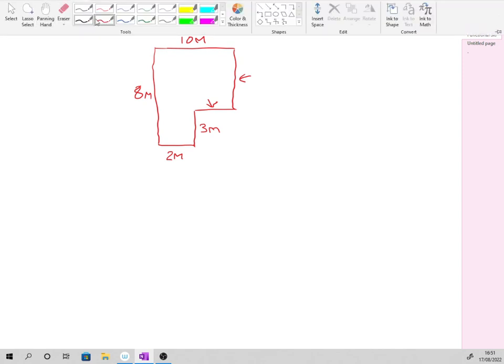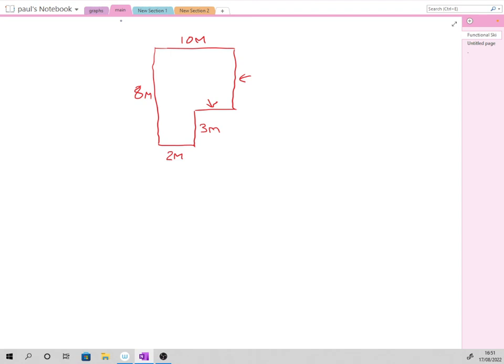So let's go back to blue. To find this one here, it's 10 all the way across, and that bit is 2. So the difference between 10 and 2, this must be 8. It's nowhere near to scale, but this must be 8. Now, this one here, 8 from top to bottom. Well, we've got a little bit there, haven't we? A little bit there, 3. So this one here is the difference between the 3 and the 8, which is 5 meters.